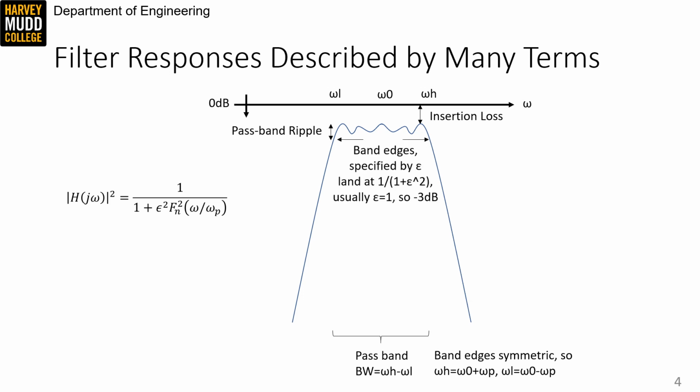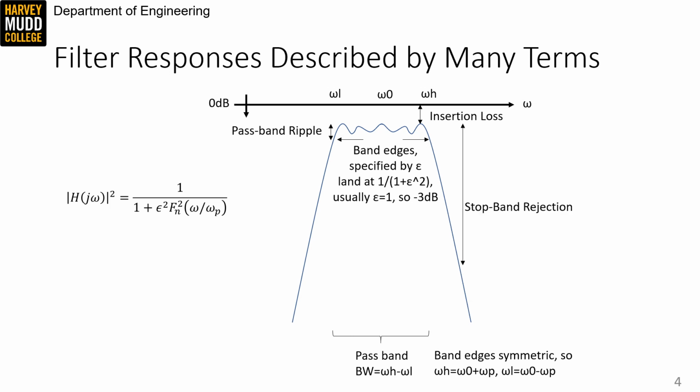In a properly designed filter, the maximum level of passband ripple will occur at the edges of the passband, omega h and omega l. You can pick exactly how much ripple you want to allow in the passband by setting the epsilon parameter, because the Fn function stays between plus or minus 1 in the passband. That means the band edges are usually defined by the point at which Fn equals 1, and the transfer function is 1 over 1 plus epsilon squared at the band edge. Usually, epsilon is set to 1 so that the squared transfer function has a value of 1/2 at the band edge, signaling that the power has been cut in half.